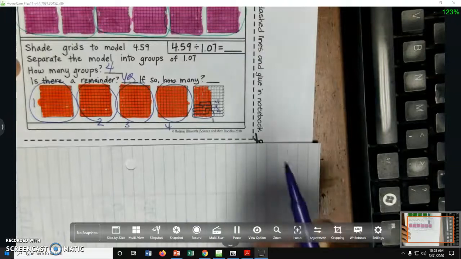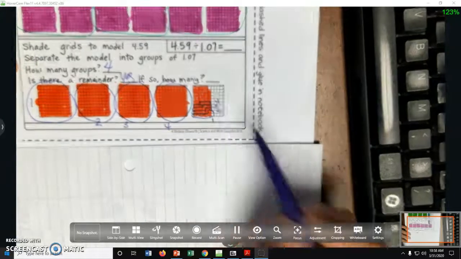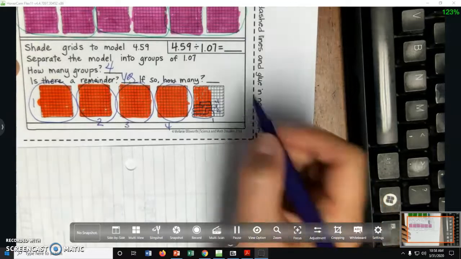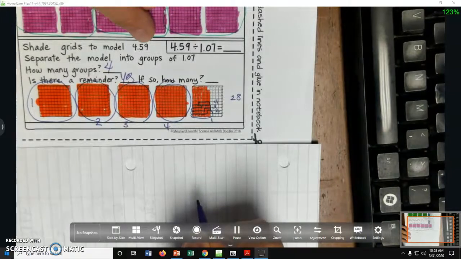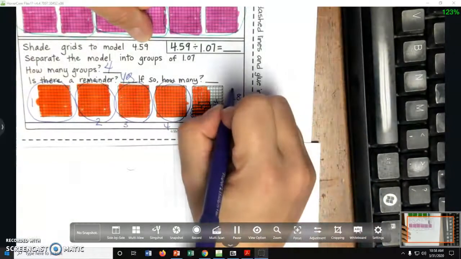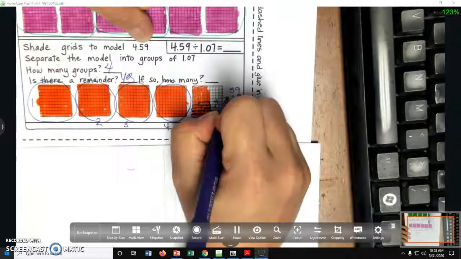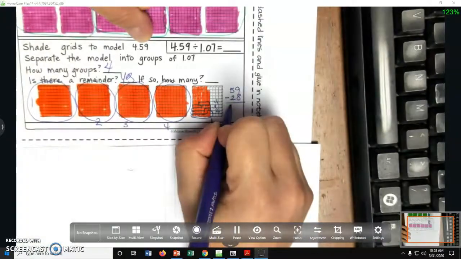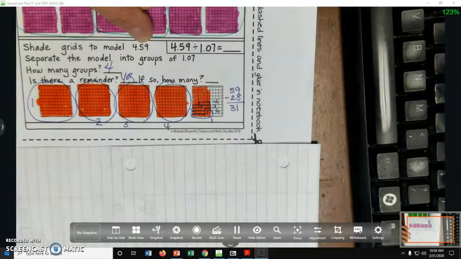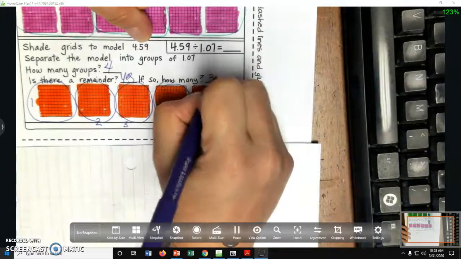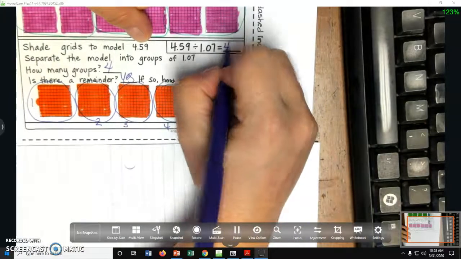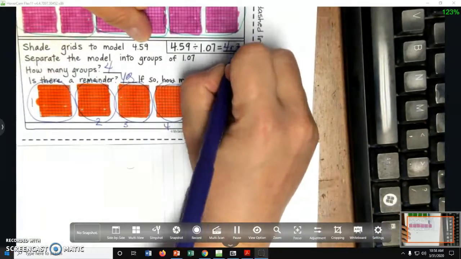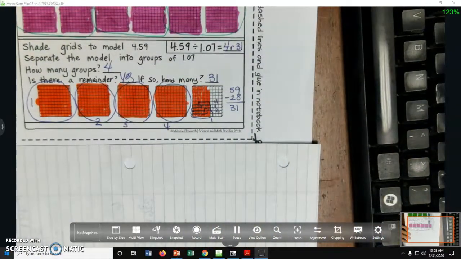So, we can do it a couple of different ways. We can look at the 4 groups of 7 that we've used. So my 4 groups of 7 that I've used would be 28. I started out with 59. Okay, so I could subtract those and I could find out that I have a remainder of 31. 31 hundredths are still left over. So my answer here is going to be 4 groups with a remainder of 31.